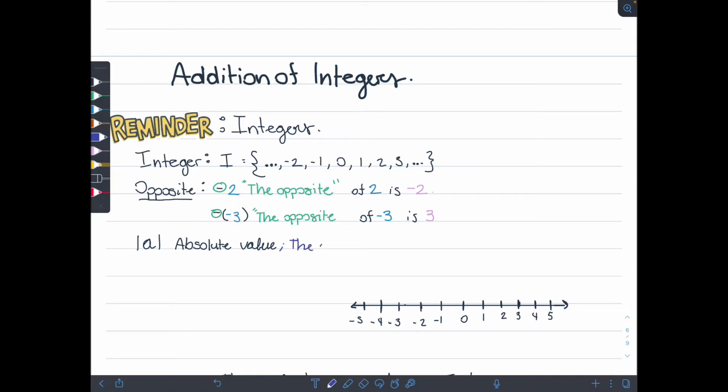Absolute value. Absolute value is the distance between the number and 0.